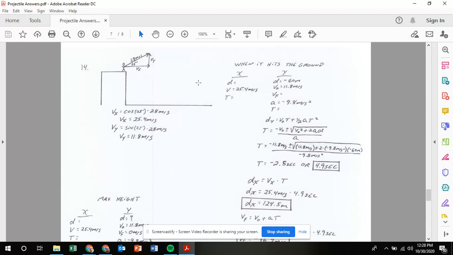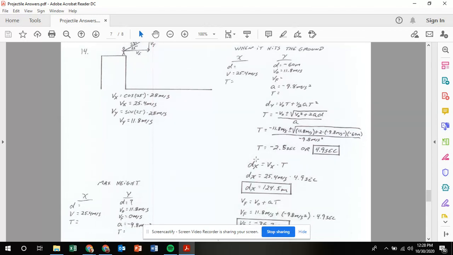Using that time, we can find the displacement in the x after this ball has traveled that entire time, when it would get down to the ground 60 meters below the building, just by going displacement equals velocity multiplied by time. We solved for the velocity of the x in the beginning, 25.4 meters per second, multiplied by the time we just found, 4.9 seconds, tells me the distance that this is going to travel in the x direction is 124.5 meters.